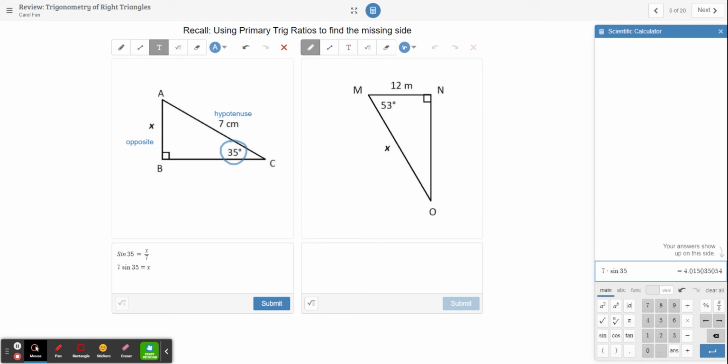Okay, so the side that we have is 4.01. Let's round it to one decimal spot. So we have x is equal to 4.0 centimeters.